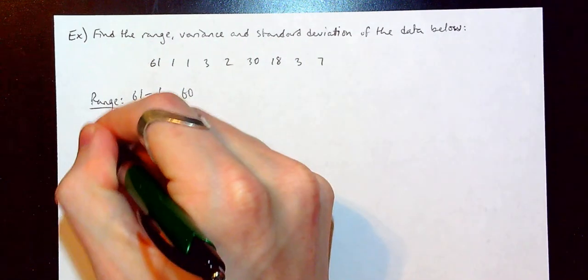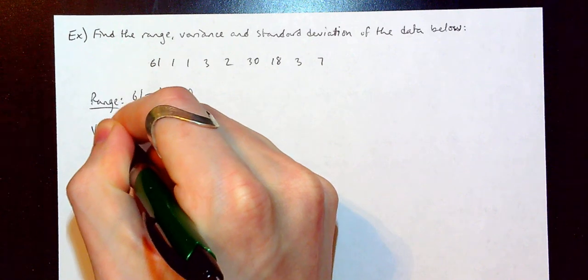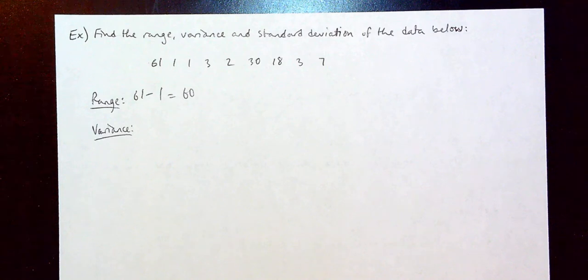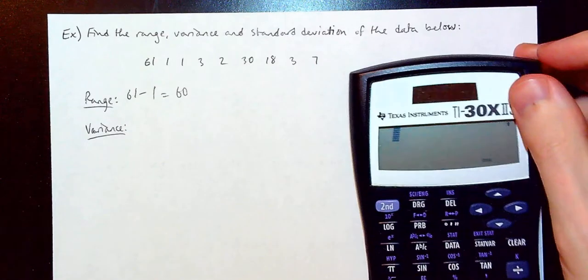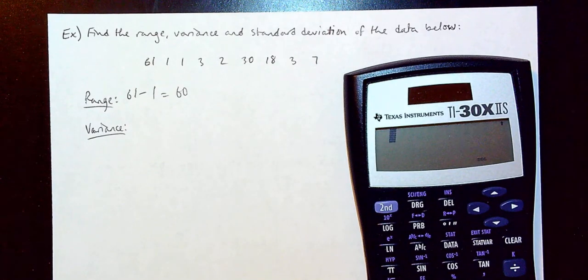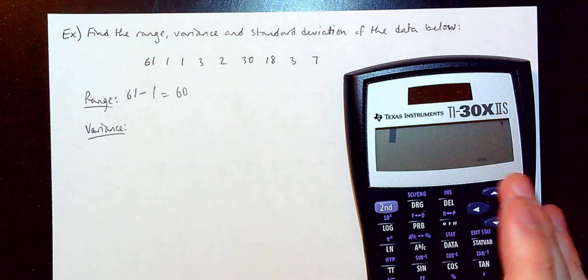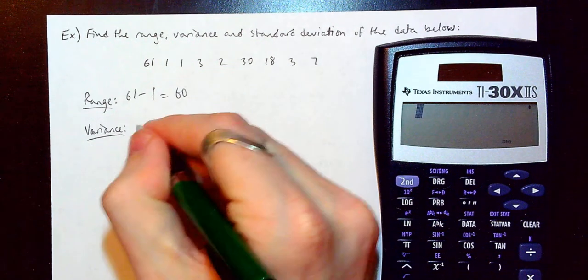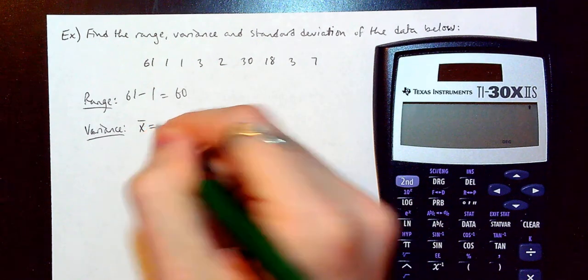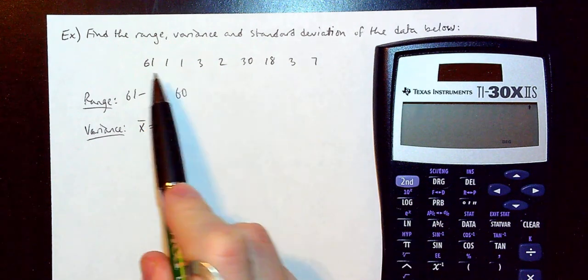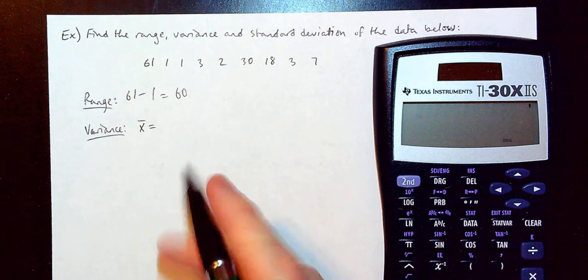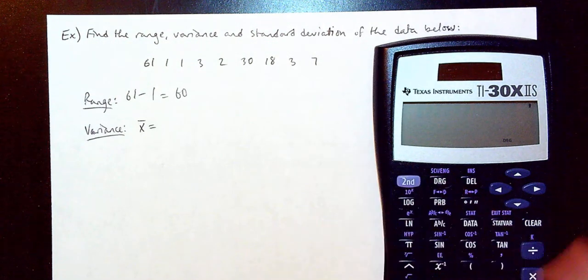Next up, the variance. And we're going to be breaking out our calculator here as well so we can make some calculations easier for us. First thing we need to do is find the mean. We need to find x bar. We need to find the average of these 9 numbers. So I'm going to add up all these numbers, and then I will divide by 9.